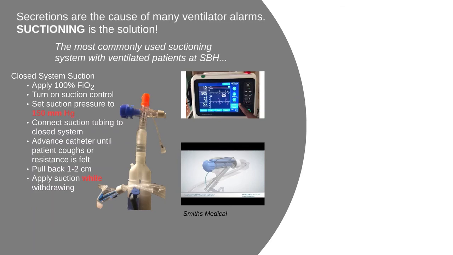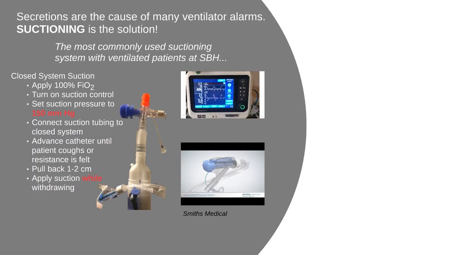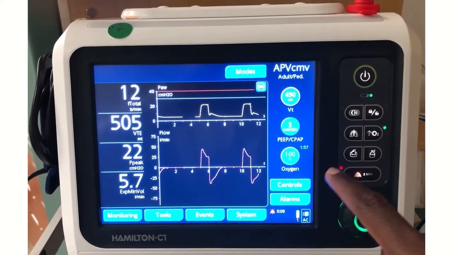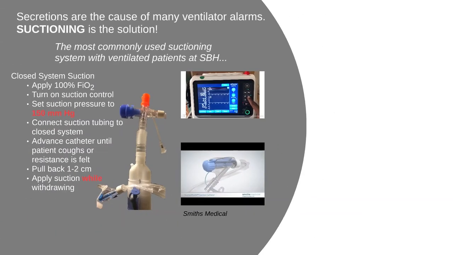So to suction, apply 100% FiO2, and you can do that by hitting one of the hotkeys, which will be the increase FiO2. Turn the suction control on to 150 millimeters of mercury. You connect the suction tube into the closed system and advance the catheter until the patient coughs. You pull back a little bit. This is really important. You need to make sure you're pulling back 1 to 2 centimeters before you start applying suction, because you don't want to cause trauma to the carina.